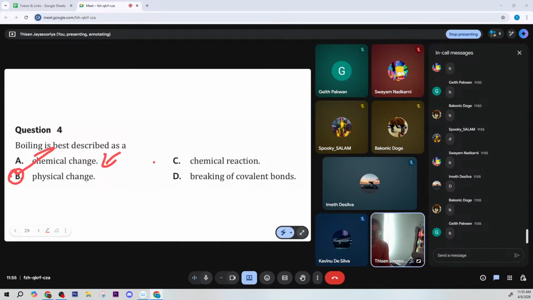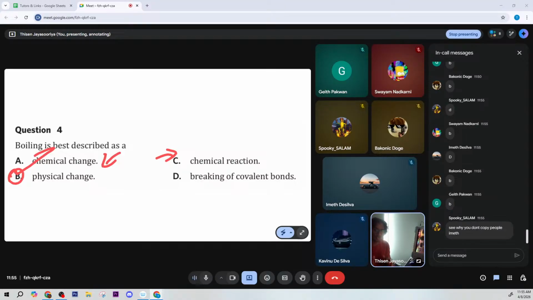Again, it's not a chemical change, it's not a chemical reaction, right? Because there's no chemical reaction going on here. And here, we never talk about breaking covalent bonds, right? We never talk about breaking.